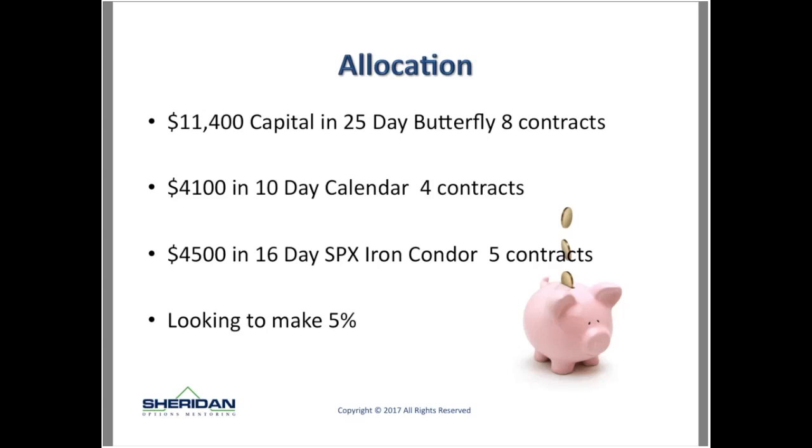So again, this is just one sample allocation if we had a 20K portfolio; there are many different ways to do it. But yes, every week would be 1 trade. Here's an example of an allocation of a 20K portfolio. You can do equal capital allocation, but maybe you like butterflies more, and you put $11,400 of capital into a 25-day butterfly, and that would be 8 contracts.